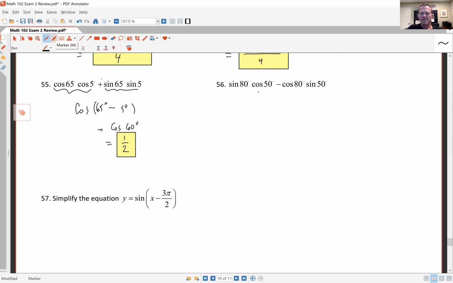When we see the sine, cosine, cosine, sine, when we see the sine and cosine alternate, then we know this is a sine. When it's a minus, we use the minus, and so that's 80 minus 50, or sine of 30 degrees. Sine of 30 is also 1/2.